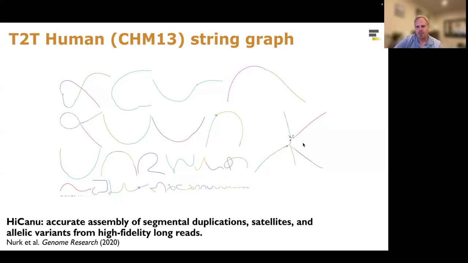There are a few complex regions where you get interlocking pieces and it's not clear what's coming on here. This is formed by the rDNA array, where you get representation on multiple chromosomes. And the rDNA array spans millions of bases, so it remains the most challenging part of the human genome to correctly resolve.